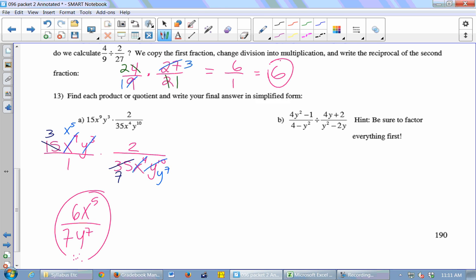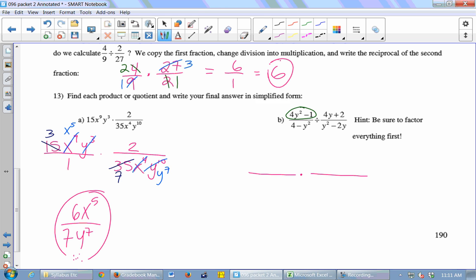All right, let's look at this next one. Be sure to factor everything first. So I've got two fractions. The second one is going to get flipped, and I'm going to change it to multiplication. So look at 4y squared minus 1. I'll do each thing in a different color. 4y squared minus 1. That's the difference of squares.